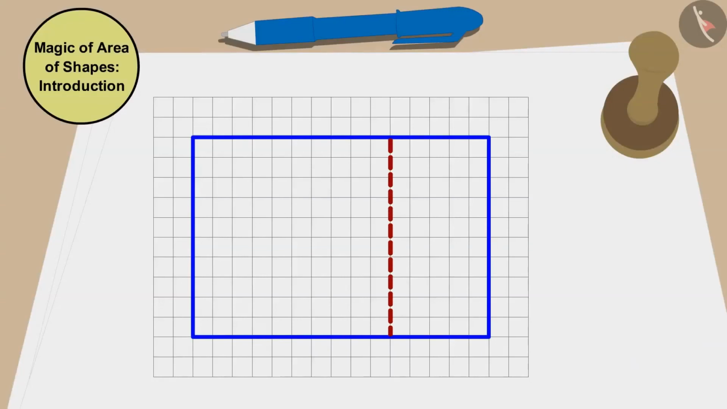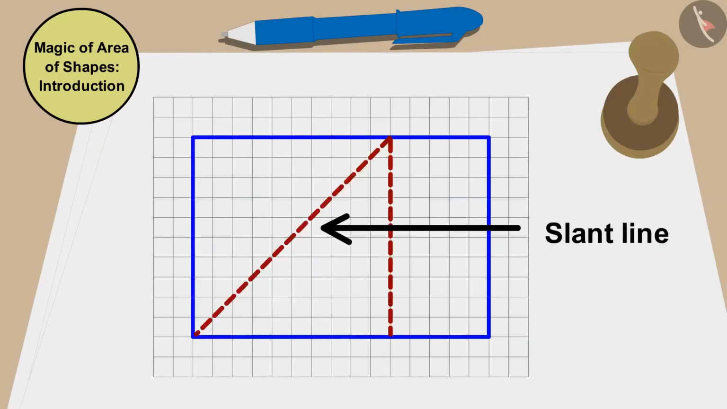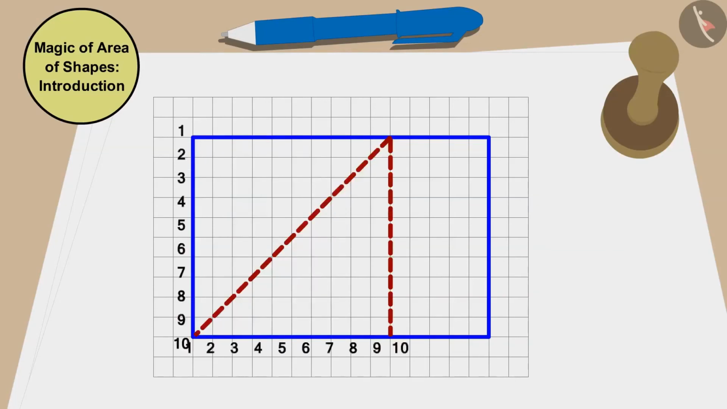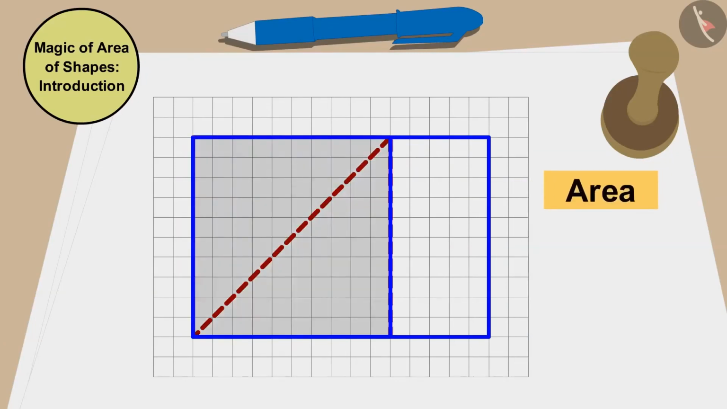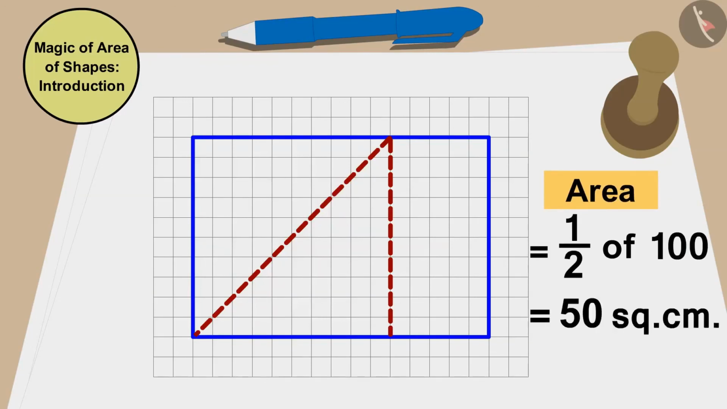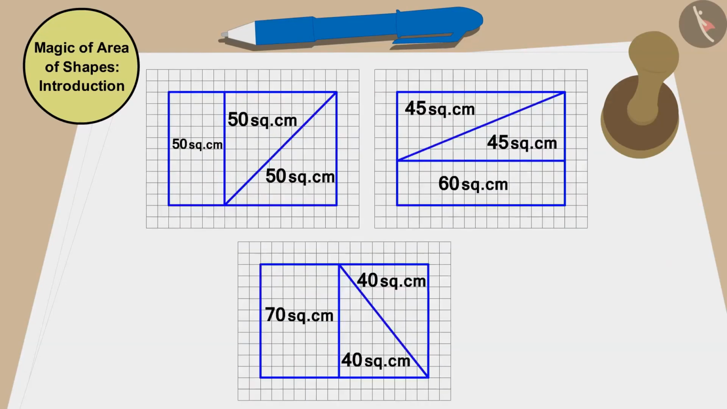In this way, we can draw a rectangle by drawing a vertical line. And then one can draw 2 similar triangles by drawing a slant like this. If we look closely, we will find that both the triangles are half of this square. The area of this square is 10 times 10, 100 square centimeters. Therefore, the area of these two triangles is exactly the same as half or 50 square centimeters of this square. We can make these two lines in more ways.